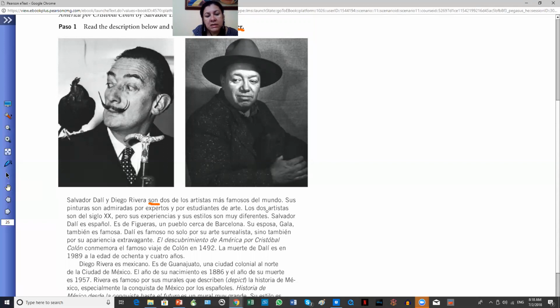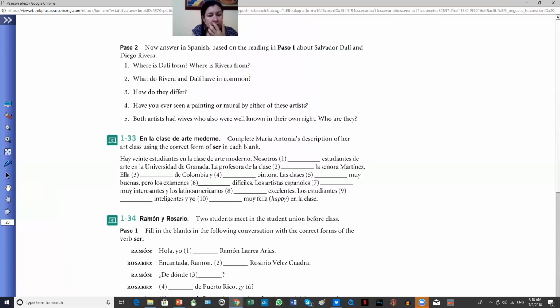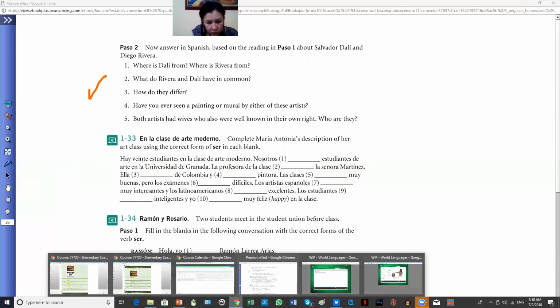Dos de los artistas más famosos del mundo. And we continue with the second one, son admiradas. You're going to be highlighting this on my Spanish lab, okay? So continue to proceed as after I explain these exercises on that part. Then you're going to be answering these questions. Let me move to my Spanish lab and then continue from there.